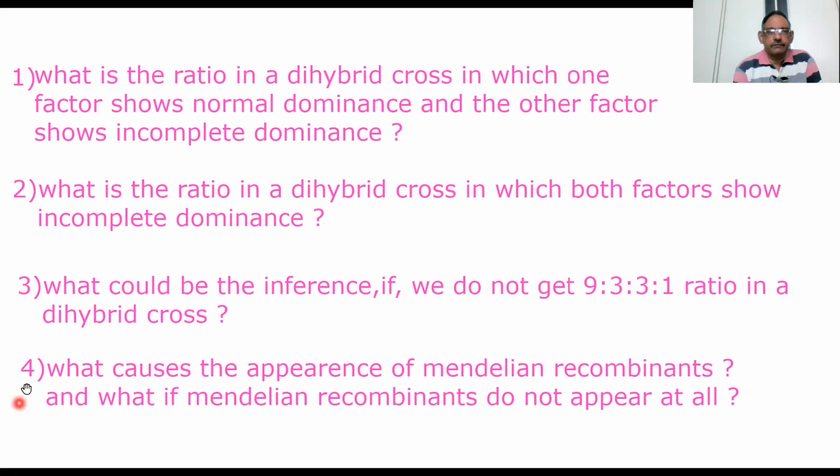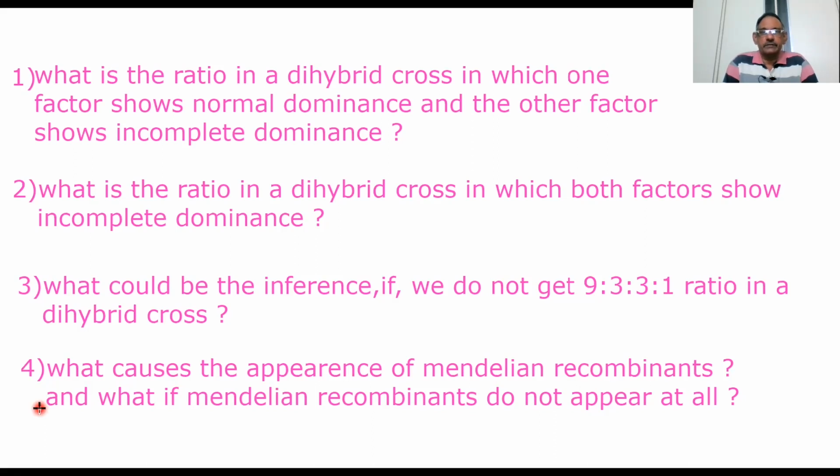And question number 4. What causes the appearance of Mendelian recombinants? There are two Mendelian recombinants in the 9:3:3:1 ratio. 3 and 3 are Mendelian recombinants, 9 and 1 are parentals. What is the cause for the appearance of Mendelian recombinants? Or is it possible that there can be absence of Mendelian recombinants? And what if there are no recombinants in a dihybrid cross? What is the reading? What is the inference? That is the fourth question.